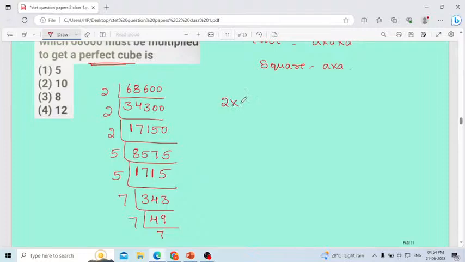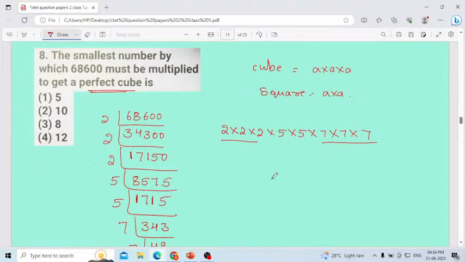Then write all the factors. 2 into 2 into 2, then 5 into 5, then 7 into 7 into 7. See, I have all the 3 pairs, only 5 is missing, correct? Therefore, to get a perfect cube, the given number you have to multiply with 5, because only two 5s are there. For a cube, you need three 5s. Therefore, to get a perfect cube, the given number must be multiplied by 5.